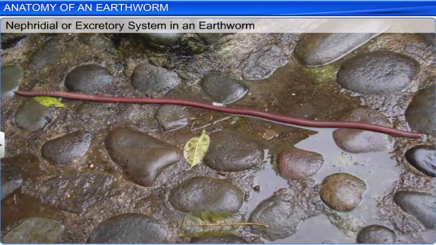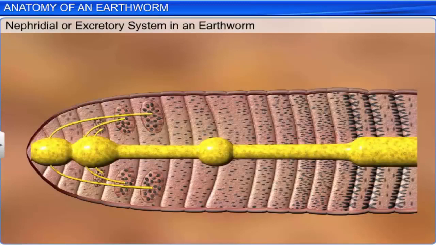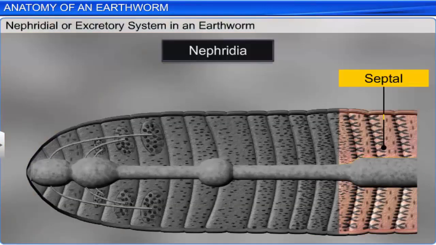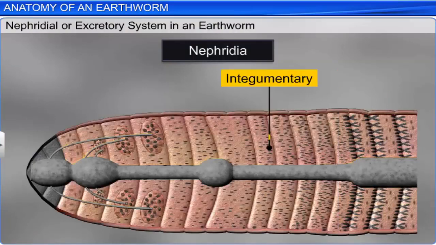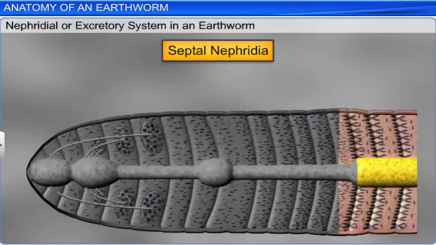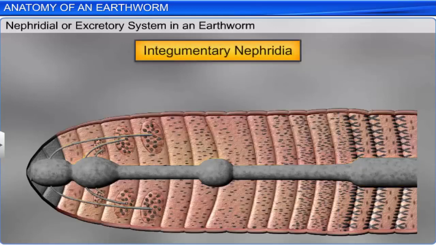The nephridial or excretory system is also part of the anatomy of an earthworm. Earthworms have several nephridia that function as excretory organs. There are 3 types of nephridia, namely septal, integumentary, and pharyngeal. The septal nephridia are present on either side of the intersegmental septa between the 15th segment and the last segment, and open into the intestine. The integumentary nephridia are attached to the lining of the body wall from the 3rd segment to the last segment and open onto the body surface.